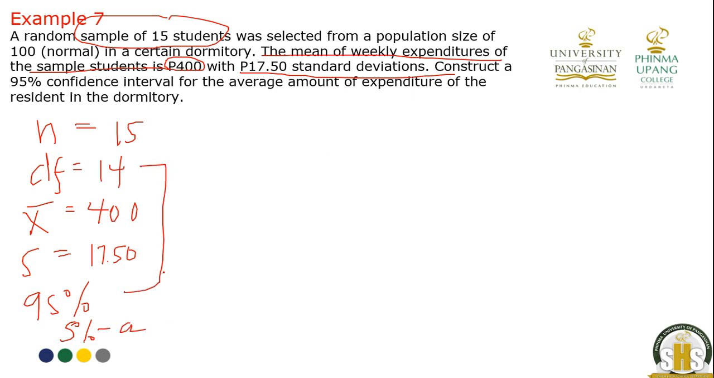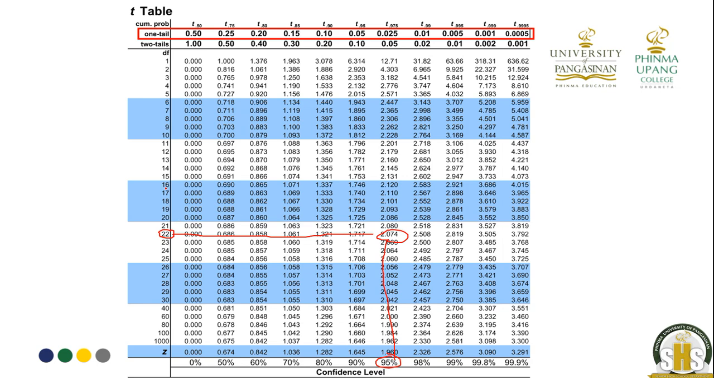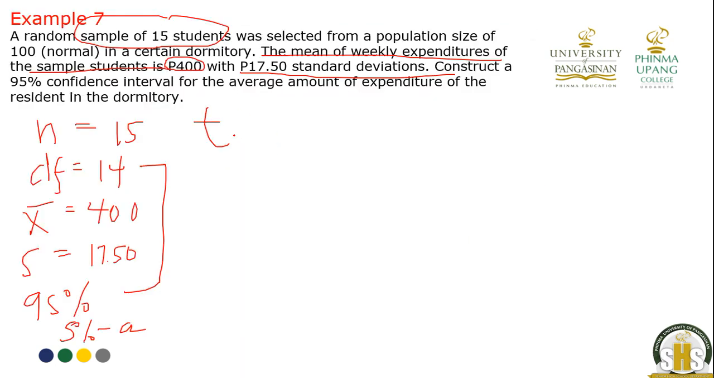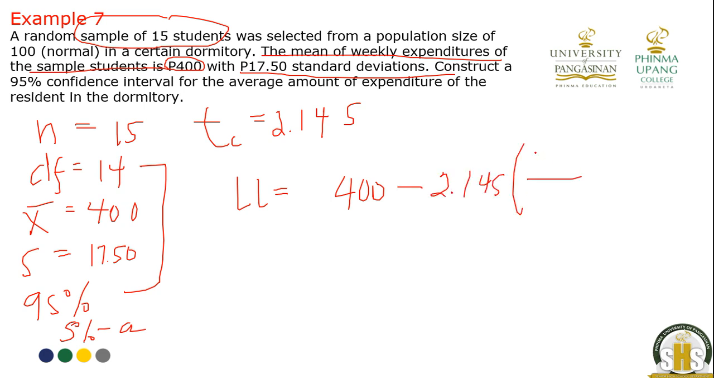So your DF, 14 to 95%. 14 ba yun? Okay, 14 to 95%. It's 2.145. So, T value is 2.145. Your LL guys, please compute na po. So, this is 400 minus 2.145, your S is 17.50 all over square root of 15.